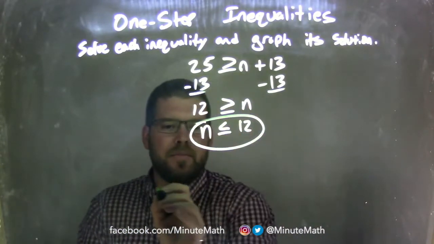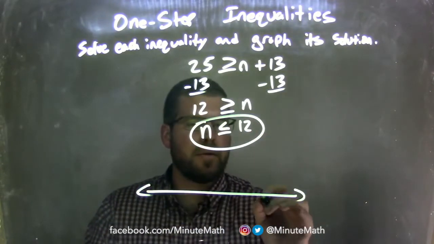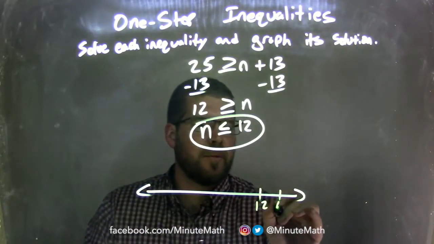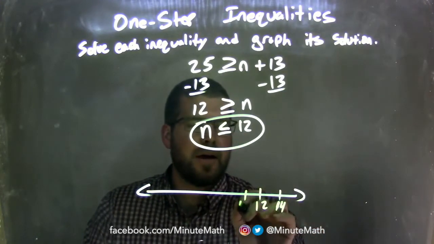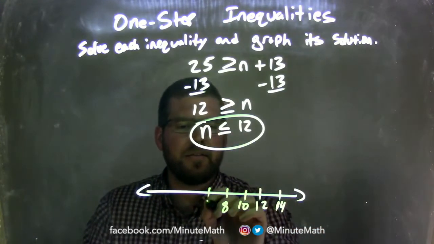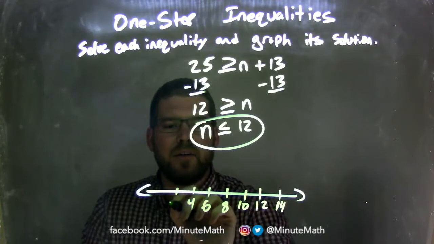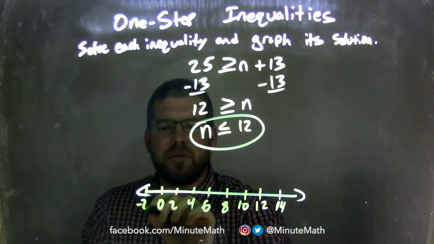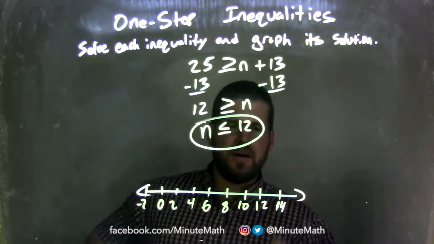Now I need to graph that. So make a little number line here. Let's put 12 right there. Let's go by 2s, 14, right? And we have 10 and 8 and 6 and 4 and 2 and 0 and -2 over here. And it keeps going forever and ever. Okay? Yeah, I got all of them.